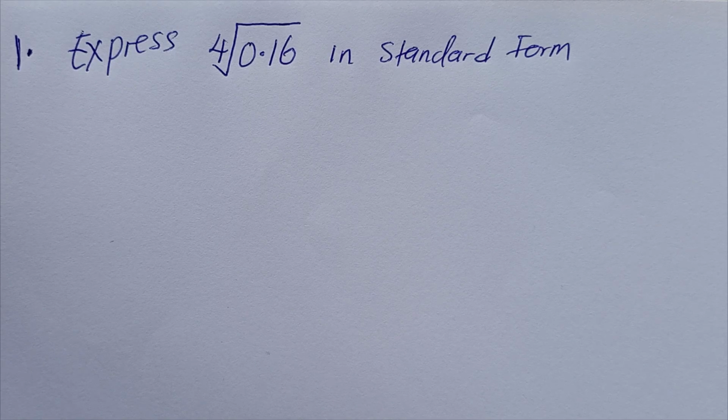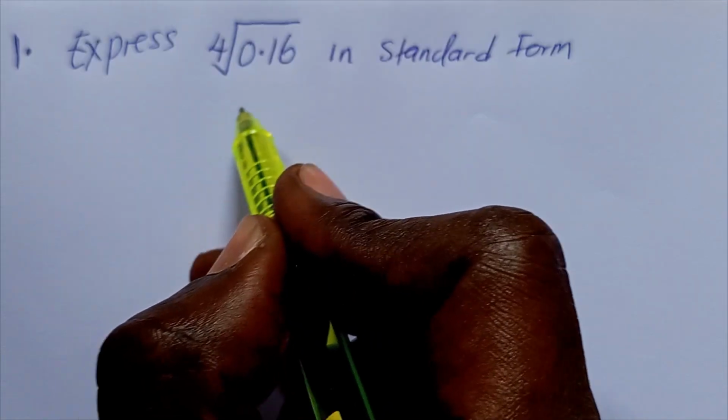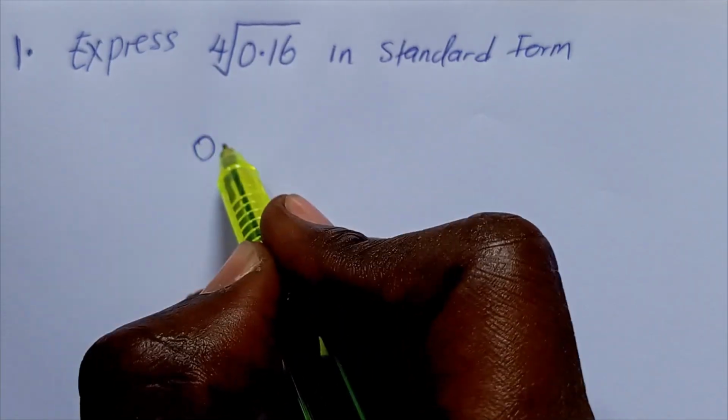We are going to be solving questions from 2025 JAMB. The first question we're going to be solving is this: express fourth root of 0.16 in standard form. So we're expected to write this in standard form and tick our answer. So what we're going to do first, let's write this as 0.